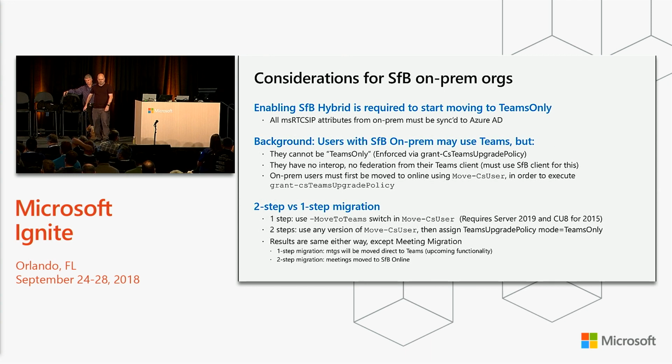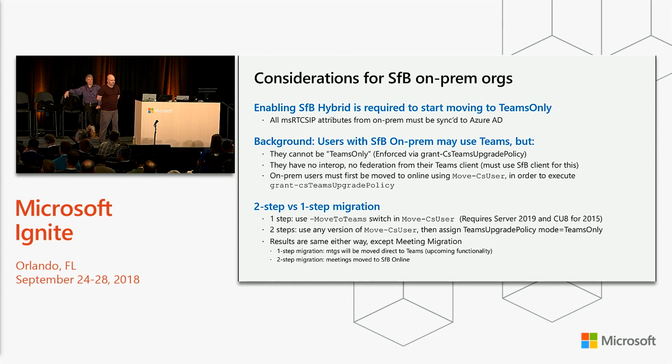So a couple considerations for on-prem orgs. We mentioned this before, but I really want to hit this hard because it's super, super important. And we found that some orgs don't realize it. You've got to enable hybrid to start moving to Teams only. You can certainly start enjoying Teams without hybrid. You've obviously got to have AAD Connect even to use Teams. But we found there are some orgs where they're not actually syncing all of their MSRTC SIP attributes, and that can cause challenges. You can get away with it while you're on-prem, but by the time you want to start moving somebody online, you've got to get that cleaned up.